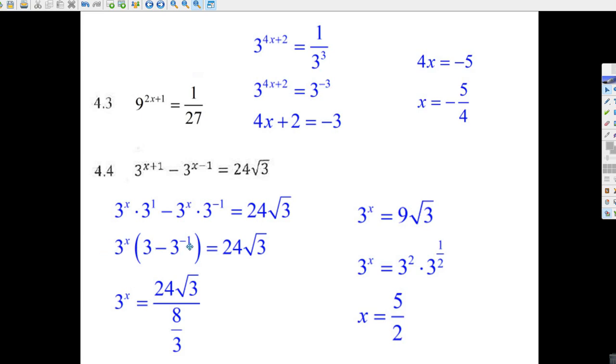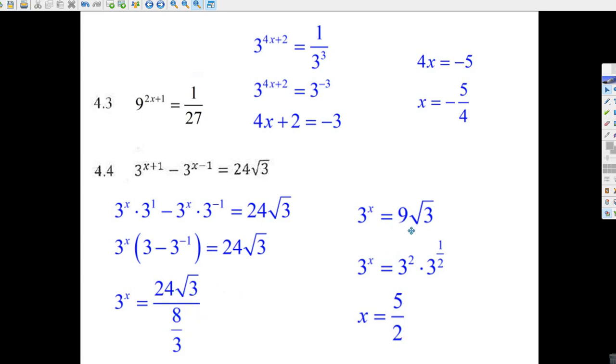We've got it. All we've got to do now, we want to get to 3 to the x by itself. 3 minus a third, your calculator will tell you it's 8 over 3. I know it's 9 over 3 minus 1 over 3 is 8 over 3. You're going to divide both sides by it to get 3 to the x by itself. And hey, this is pretty nice. 24 divided by 8 over 3. You tip in times, and you get a nice number. 72 divided by 8, you get 9.